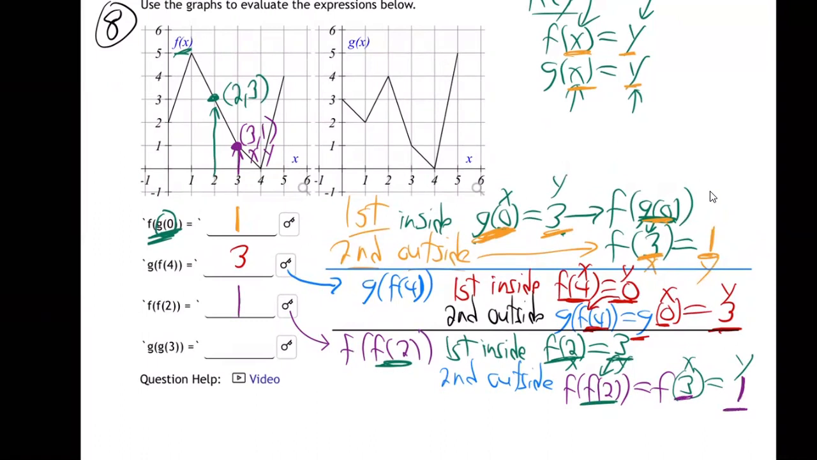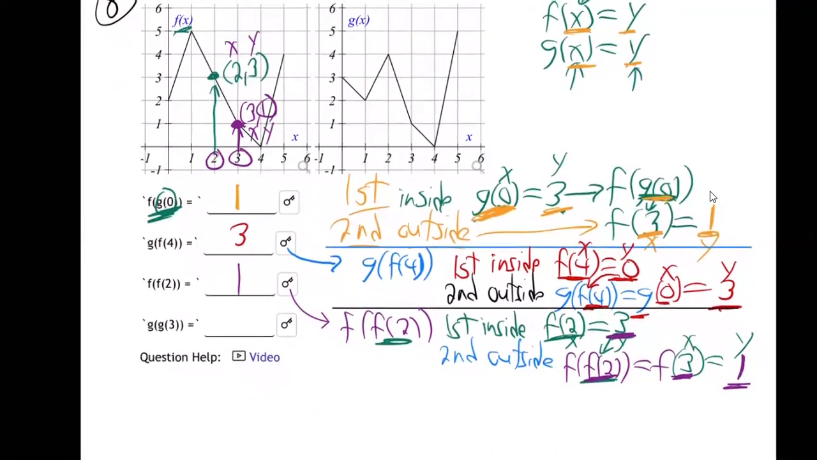So we always have to go through 2 iterations. We start on the inside, F of 2, which means go over here and put an X value 2, get a Y value 3. Out comes Y of 3, so then that inside becomes 3. Then F of 3, start at 3, go up, Y value 1. Let's do one more. Hopefully this is making a lot more sense now. I know it's not easy.